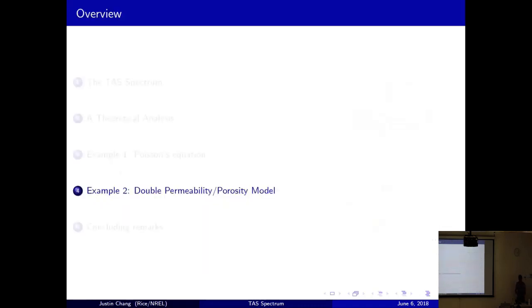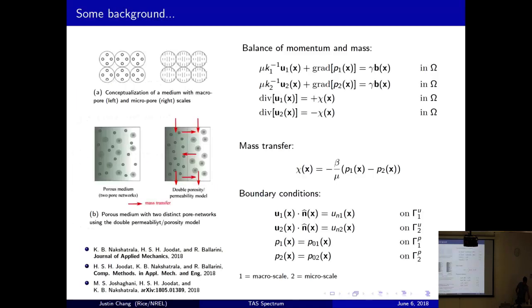Okay, so that essentially covers the meat of my talk, but now I'm going to go into an application problem that my former PhD advisor at U of H and my lab mate have been working on. They've been working on porous media flows. They've been looking recently at the dual permeability porosity model, where if you have a porous media with distinct pore networks, then you have mass transfer between the macro scale and the micro scale models. And so the governing equations include the balance of momentum and mass, and you have the mass transfer and the boundary conditions.